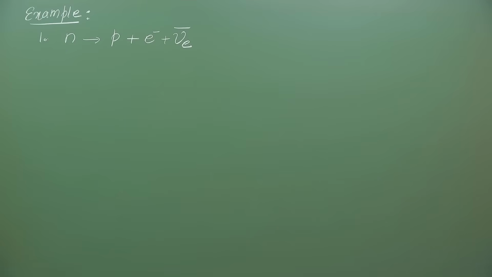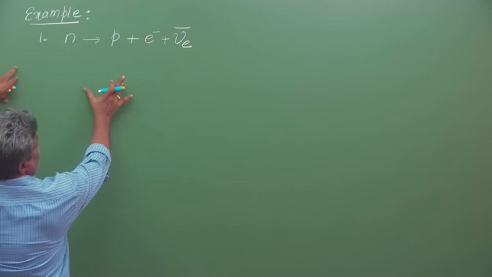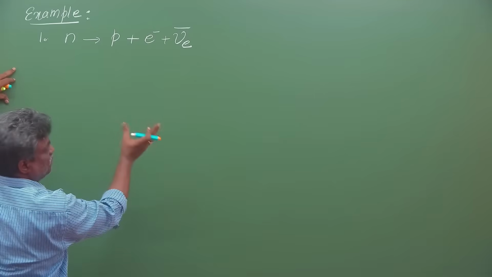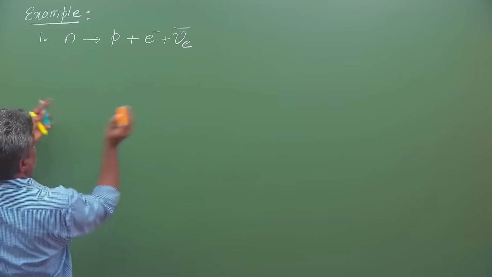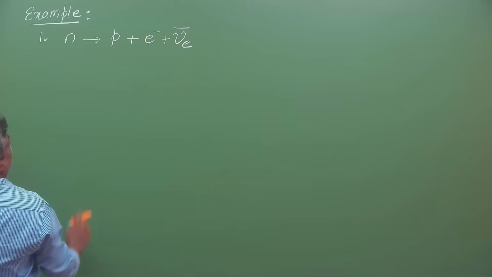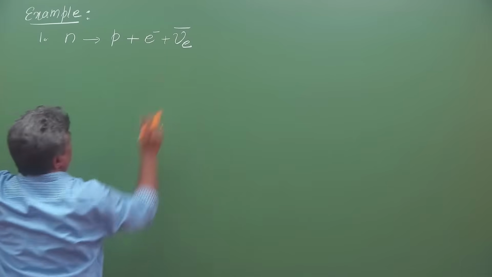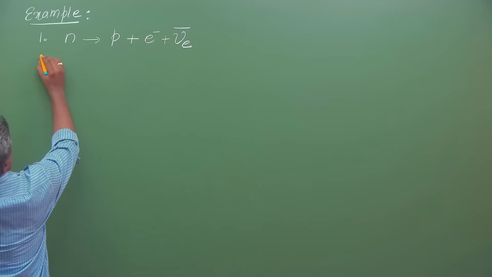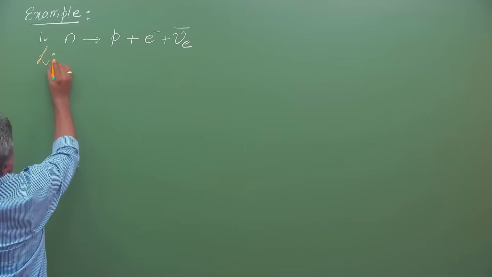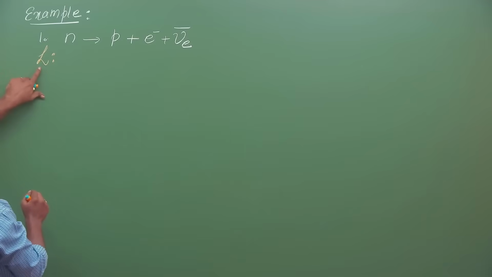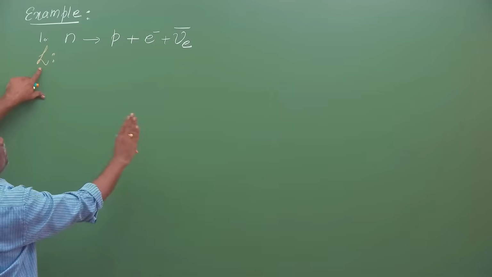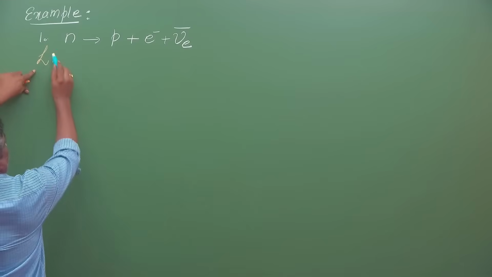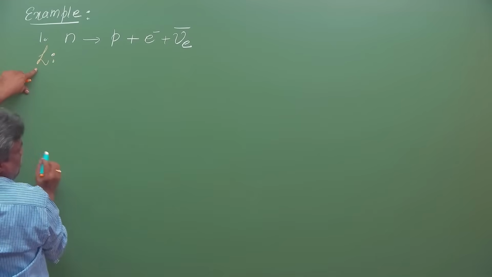Now ready. Let me explain one, and one more also I will explain. After that you just do 2-3 questions. All of you please listen. Now this is the reaction, and we are going to check the lepton number. Everybody must write like this. Only this notation, please follow. L for lepton number.